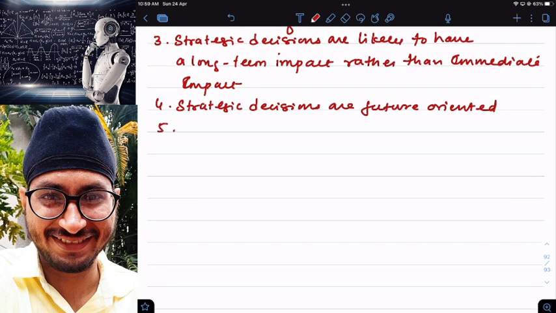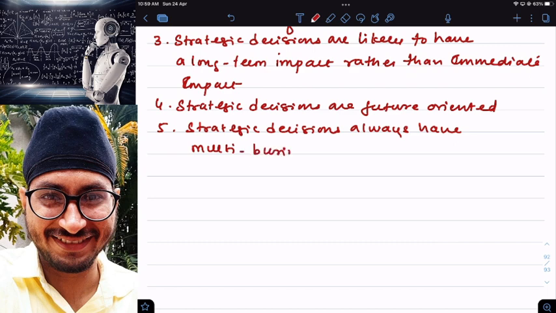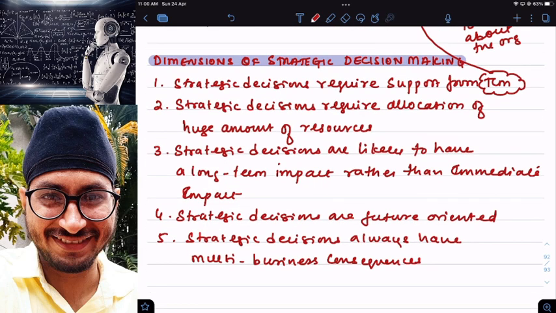Next, the last one: strategic decisions always have multi business consequences. Multi business consequences means whenever I'm preparing a strategy, I will not take one or two departments into consideration. I will take all the departments into consideration and then prepare a strategy. These are nothing but dimensions of strategic decision making.